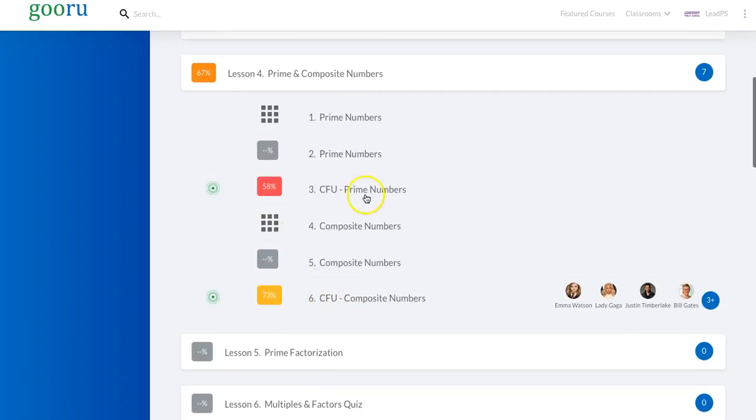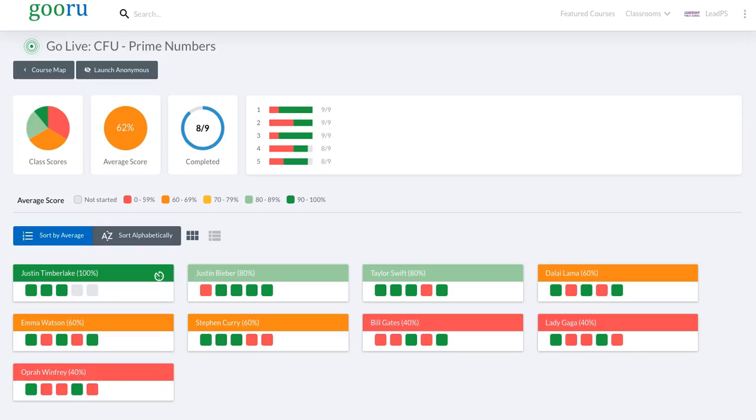Looking, for example, at the prime number check for understanding quiz, while the students are taking this, the teacher can get real-time data to help inform individual, group, and class-level intervention using their Go Live dashboard. The Go Live dashboard shows individual tiles for each student, their overall performance, and how they're doing on individual questions. This allows the teacher to sort alphabetically or by average for quick, efficient, individual intervention.